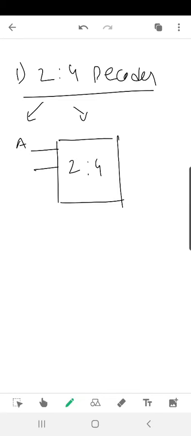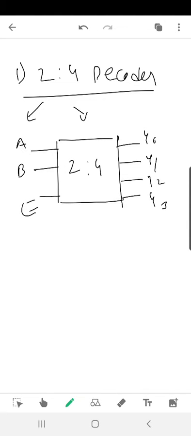We consider that we have 2 inputs A and B and there will be 4 output lines. So y0, y1, y2 and y3 are our outputs. And then we have an enable signal. This is our active high decoder.